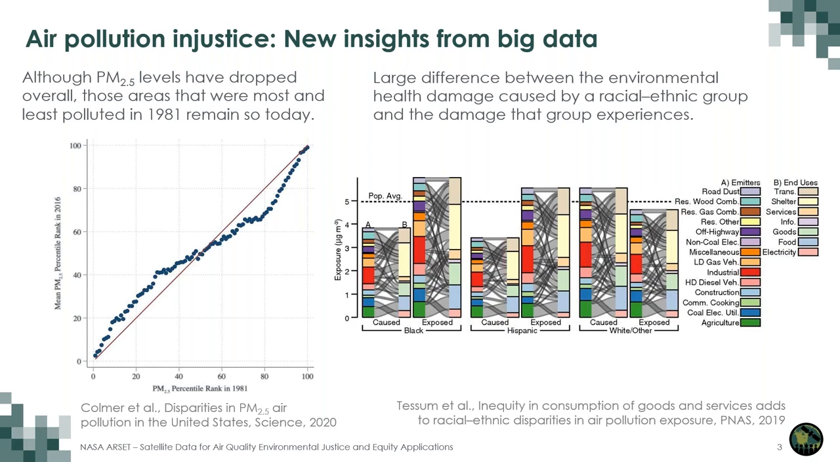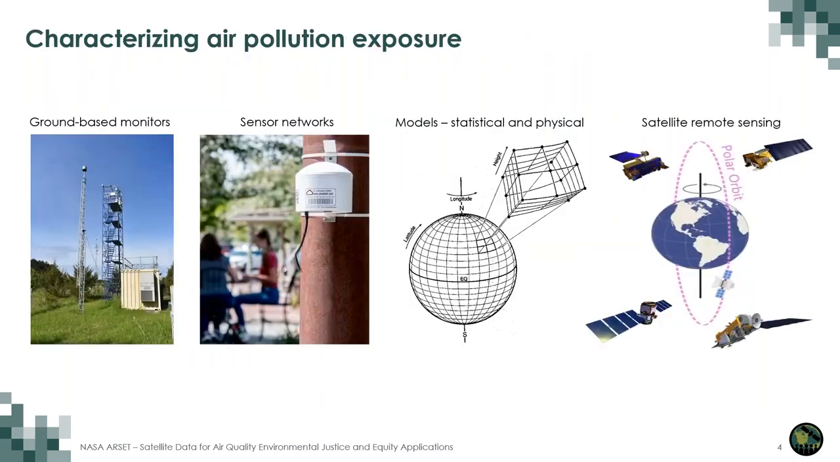Because this study used a modeling approach, they were able to also look at the sources that were contributing to this PM2.5 inequality, both in terms of the emitters and the end uses. So these are two examples of how big data can be used to understand air pollution injustice across an entire country. But when we talk about big data, what do we mean?